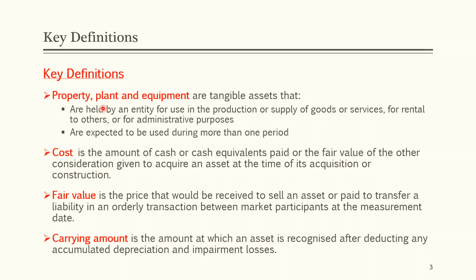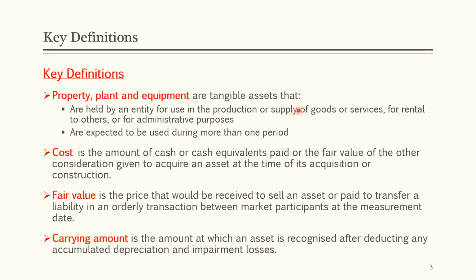They have given three purposes. If we are holding it for one of these three purposes, then we can identify it under PPE. Purpose one is that it should be used for production or supply of goods or services. That is why we identify machineries under PPE. Why? We use machineries for the production of goods. Those are tangible and most of them are expected to be used for more than 1 year. Then we identify such assets under PPE.